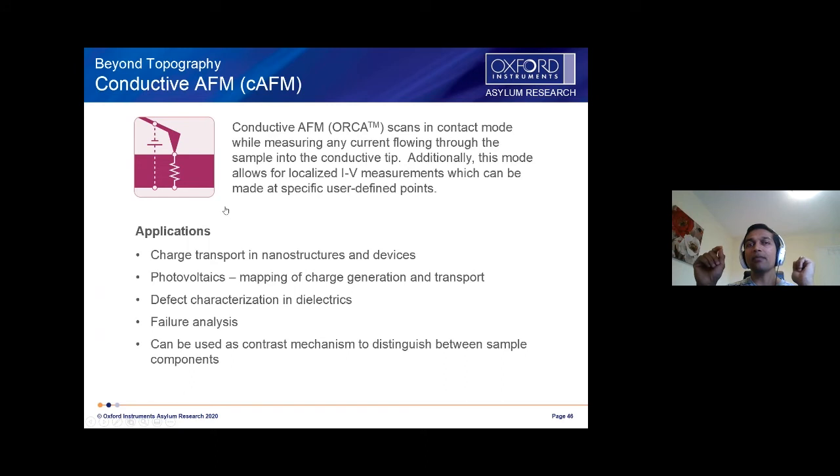Now, STM has a major drawback, which is if your surface properties are changing or if you have different materials on the surface, they will show up as a difference in topography because the feedback is current or the tunneling current.